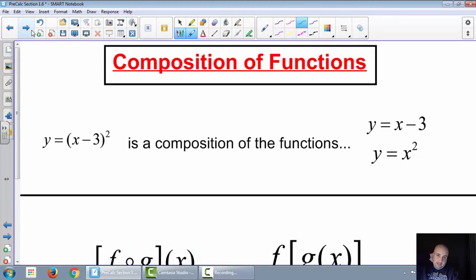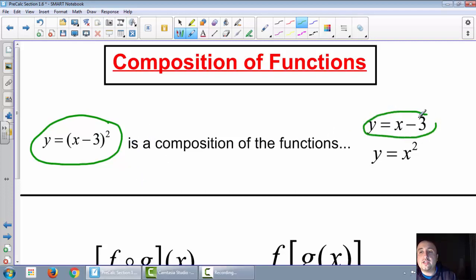All right. So part 2 of this section is called composition of functions. This means we're going to combine functions together. So here is a function y equals (x minus 3) squared. And we can think about this as being a composition of y equals x minus 3 and y equals x squared. If I take x minus 3 and put it in for x, we would get (x minus 3) squared. So (x minus 3) squared is a composition, a compound. So what's a compound in science? A compound is a mixture of 2 or more elements. Well, a composition of functions is 2 or more functions going into one.